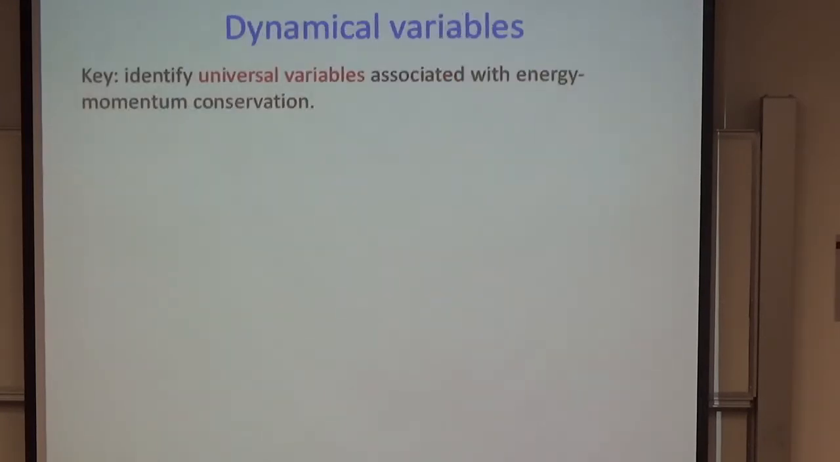Okay? So now, let me also quickly mention how to get the dynamical variables. The idea is the following: you have to identify universal variables associated with energy momentum conservation, because that's the universal physics of a fluid. And so we have to identify such variables for that.